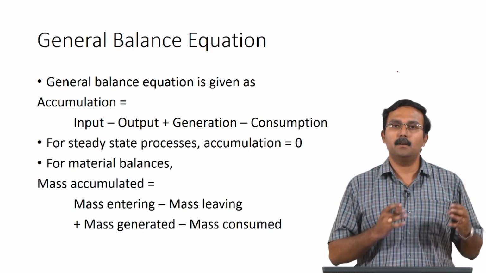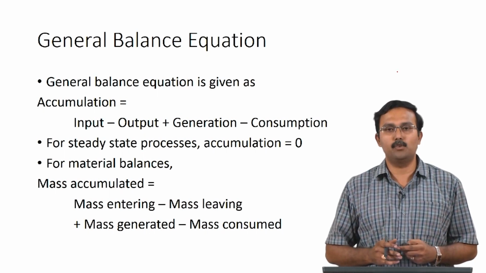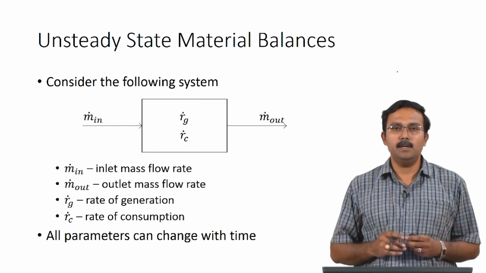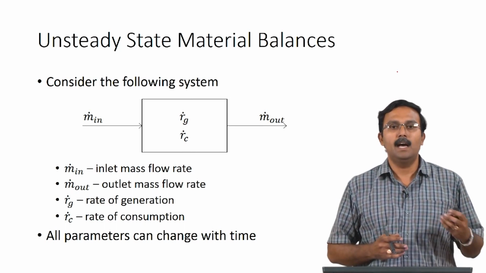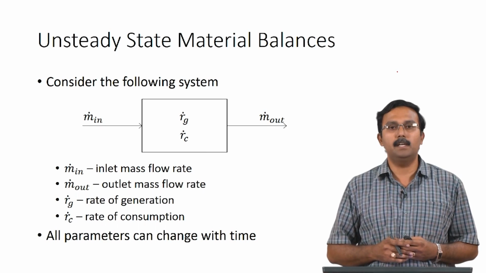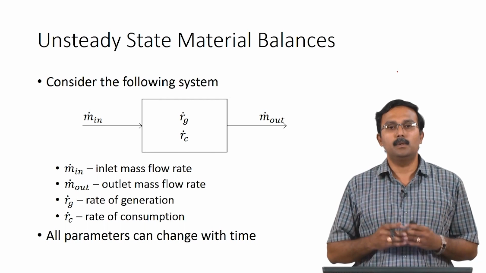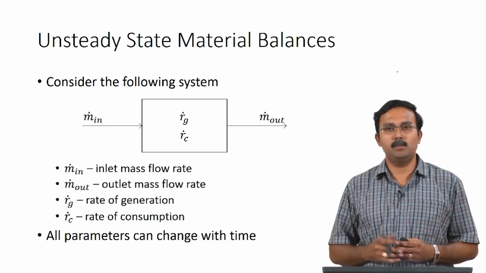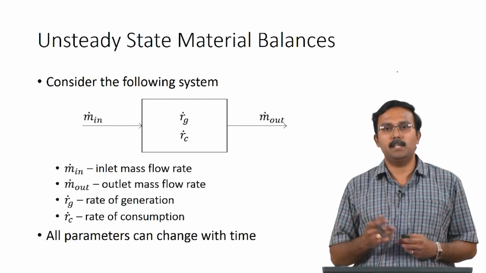For material balances, mass accumulated is equal to mass entering minus mass leaving plus mass generated minus mass consumed. If we were to take the following system, which is a continuous system with m dot in as the inlet mass flow rate, m dot out as the outlet mass flow rate, Rg as the rate of generation of a component and Rc as the rate of consumption of a component, then we can write general material balance equations. In these parameters, until now we have assumed that none of the parameters will change with respect to time. However, in an unsteady state material balance, these parameters can actually change with respect to time.